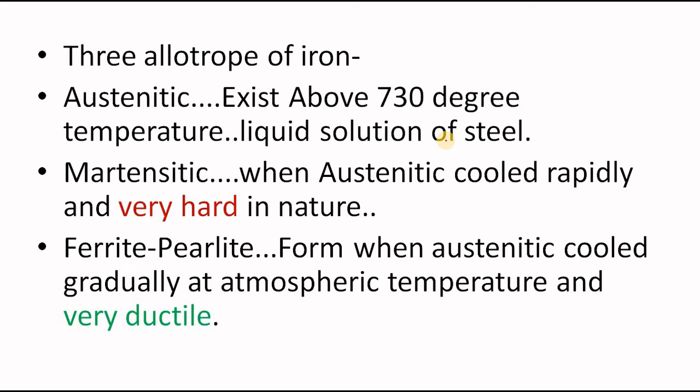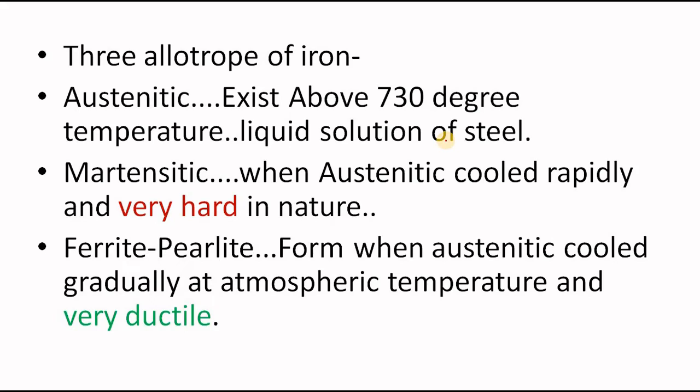to know three allotropes of iron. Okay, the first one is austenite. What is this? This is the form of the steel which exists above 730 degrees, or to be more precise, 727 degrees temperature. You can say this is a solid solution of iron with some amount of carbon. Okay, and when you rapidly cool down this austenite, a very hard form of iron, the martensite allotrope, is formed. But if you cool down this austenite gradually at atmospheric temperature, in that case ferrite pearlite is formed, which is very ductile in nature.